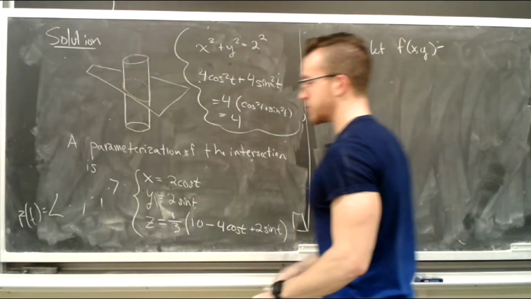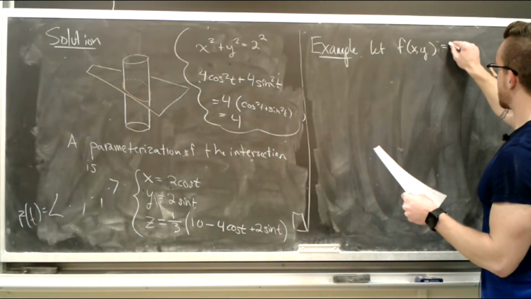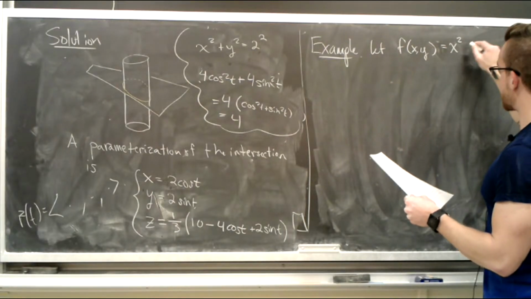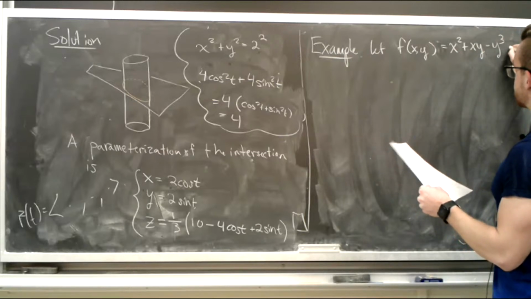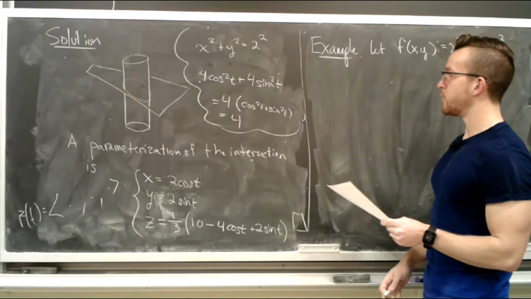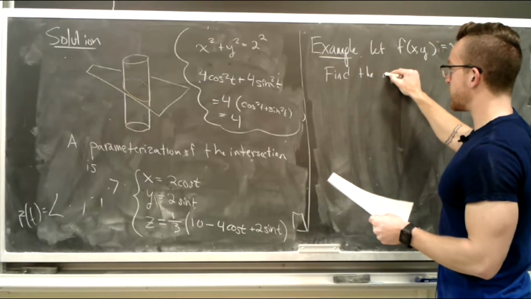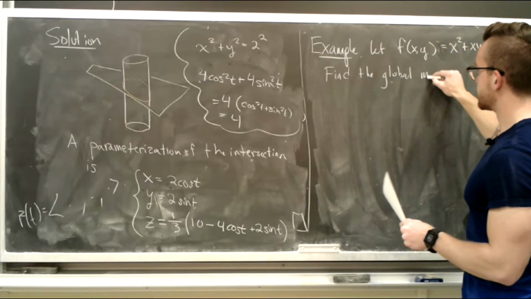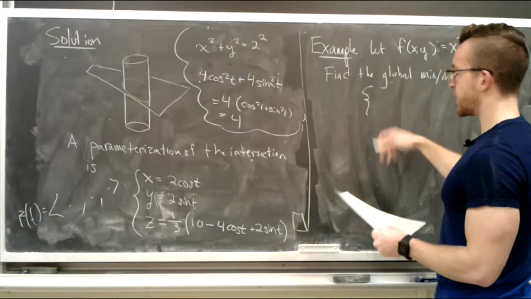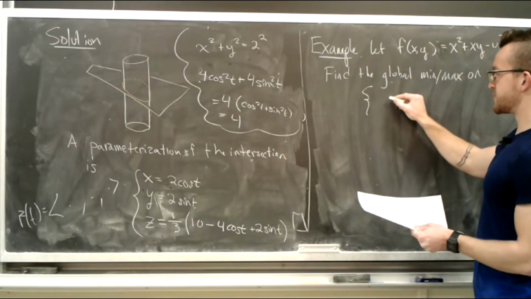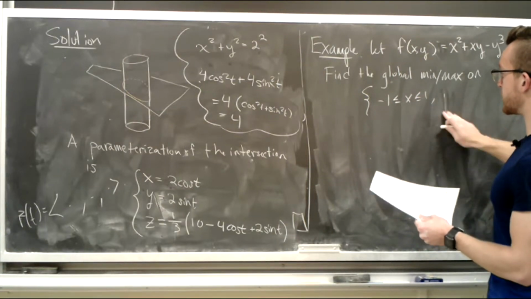Okay, so, oh yeah, I was gonna look at the function x squared plus xy minus y cubed. That's the function we're working with, and I want to find the global min and max on a square. I'll give us the region this way. I just said it was a square, but the way I'll write that is x ranges between -1 and 1, and y ranges between -1 and 1.